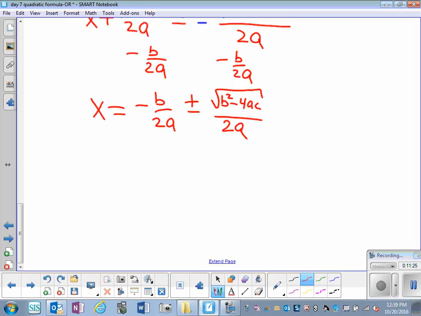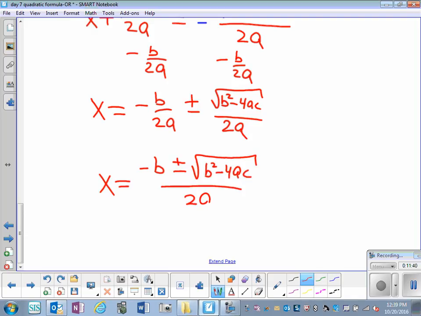And just one last simplification here. You see I have two fractions with the same denominator, so I can combine them. So I say minus b plus minus square root of b squared minus 4ac divided by 2a. And this is the formula you've seen before.